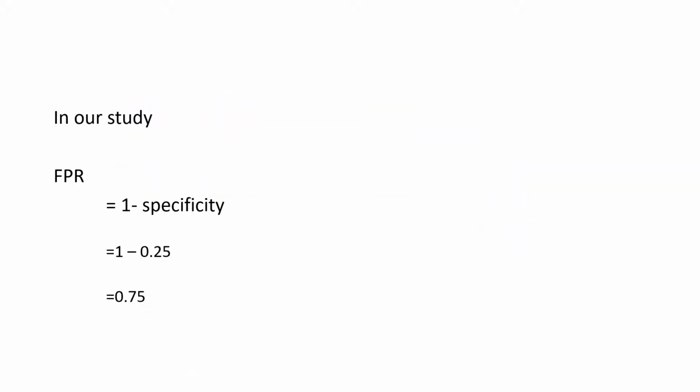So in our study, the false positive rate, 1 minus specificity, 1 minus 0.25 gives you 0.75.